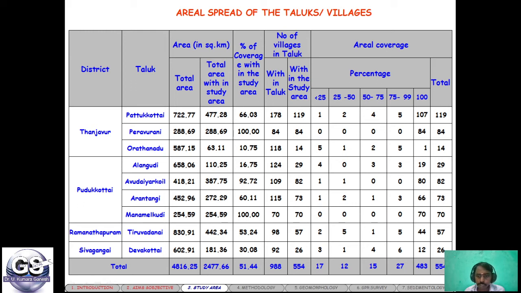Among the 9 taluks within the study area, 2 taluks, namely Peravurni and Manamelkudi, are covered 100%. That means Peravurni has 84 villages and Manamelkudi has 70 villages, and both the 84 and 70 villages are covered within the study area.